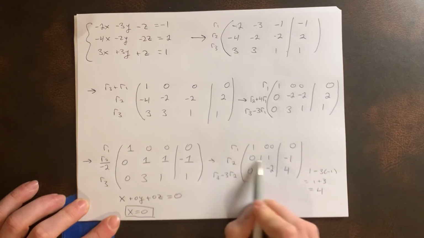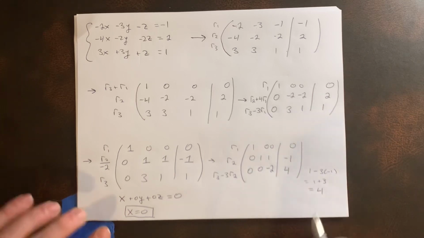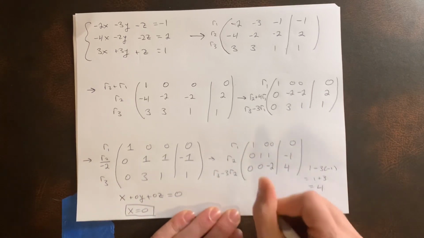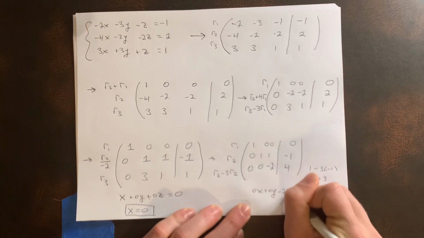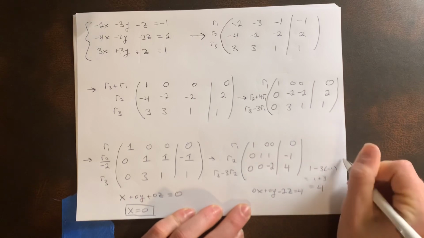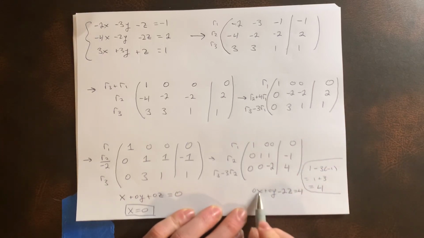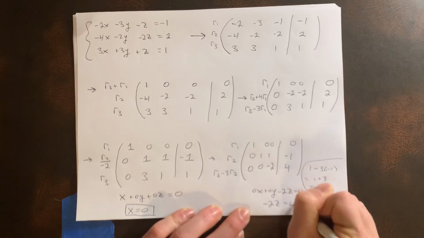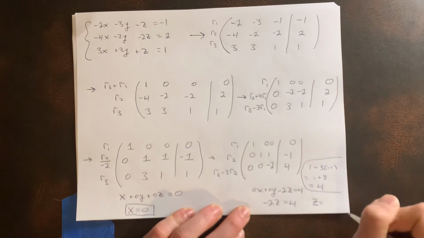Let's not mess with the second one now, but this third one, we'll save the second one for here in a second. This third row is saying we're going to have 0x plus 0y minus 2z is equal to 4. Okay, well that does mean those go away since we have 0x, 0y. So this is telling us that minus 2z is equal to 4. But if we divide that minus 2 over, that's just telling us that z is equal to negative 2.